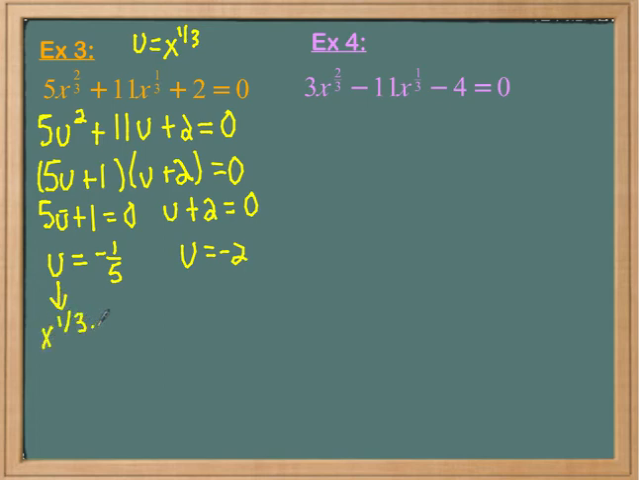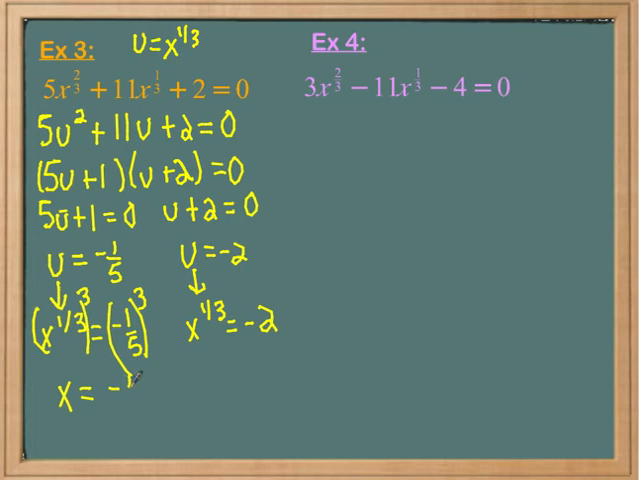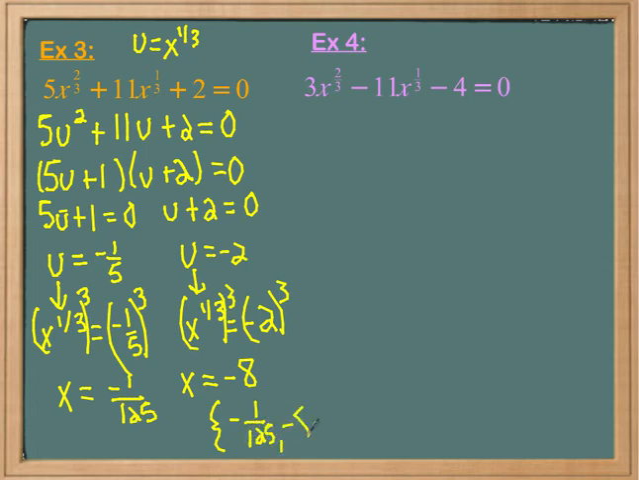x to the 1/3 is negative 1/5 and x to the 1/3 is negative 2. Now to solve for x, remember, you have to raise it to the reciprocal power. So we're going to raise this to the third power, and I get x is negative 1 over 125. Over here I raise it to the third power. Negative 2 to the third is negative 8. So my two solutions in this problem are negative 1/125 and negative 8.